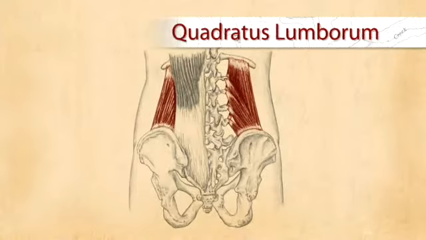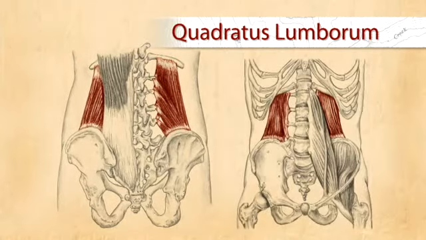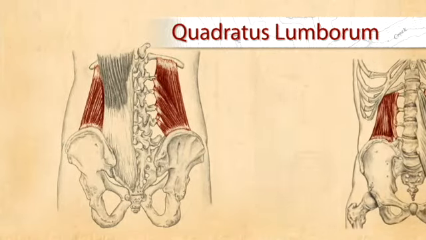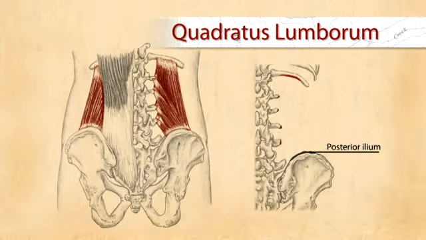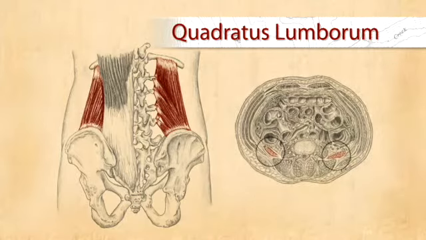Although it would seem to be the deepest muscle of the low back, the Quadratus Lumborum is, strangely enough, the deepest muscle of the abdomen. Stretching from the posterior ilium to the transverse processes of the lumbar vertebrae and 12th rib, this squat muscle is simply an abdominal muscle located on the posterior surface of the thorax.